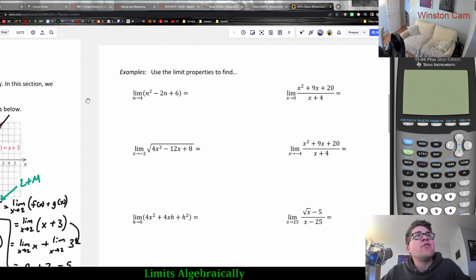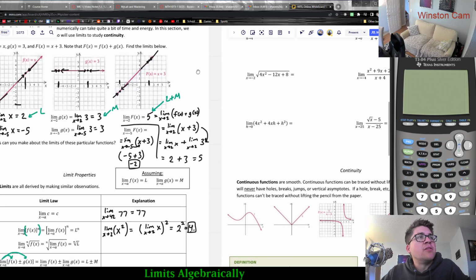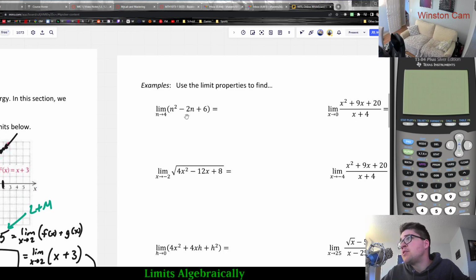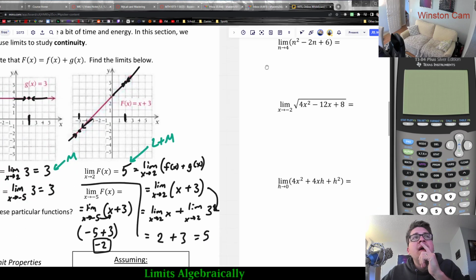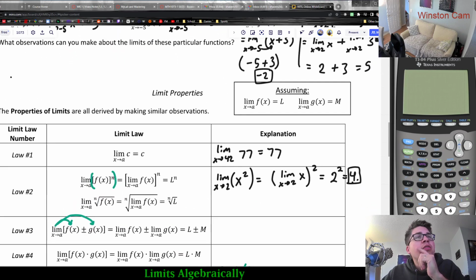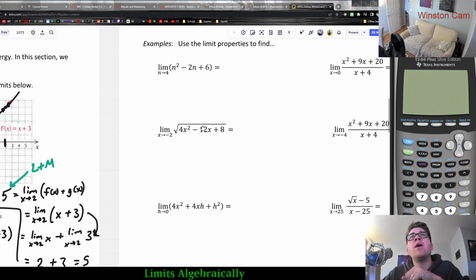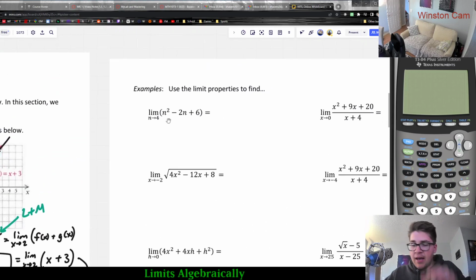There are a lot of ways you could go about doing this, but how I would choose to do it is, I would notice that I have a polynomial. I have three terms, sometimes called a trinomial. But what limit law number 3 tells me is that I can break down a limit of multiple terms of multiple functions into individualized limits. So if I'm looking at this example, I could break this into 3 individual limits if I wanted to.